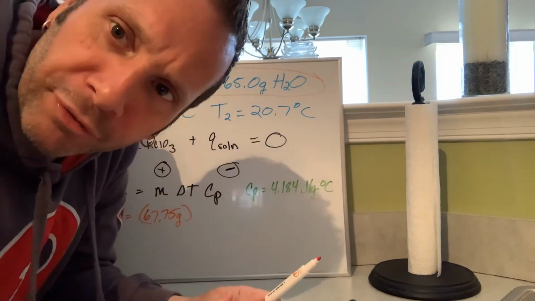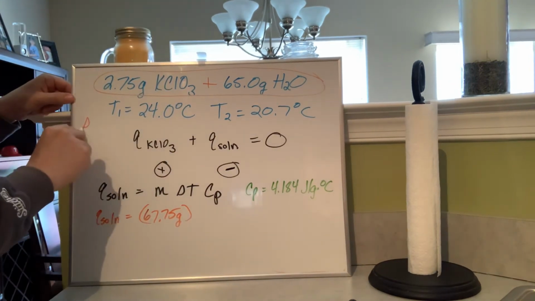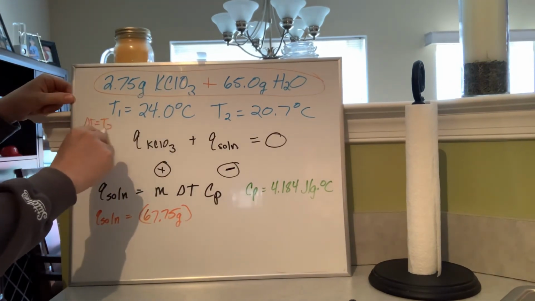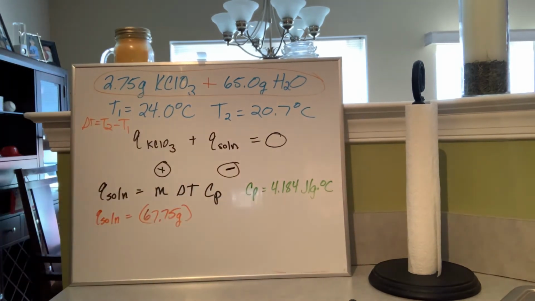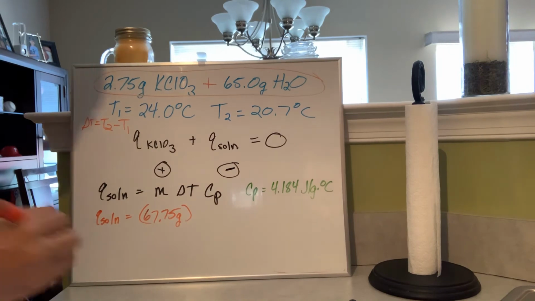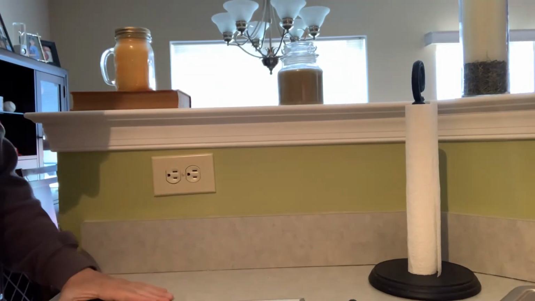All right, well, what's our delta T? Delta T, of course, is T2 minus T1. So 20.7 minus 24.0 is going to be a negative change, right? We're going to get minus 3.3 degrees Celsius, okay? And then, of course, the CP is 4.184 joules per gram degrees Celsius.